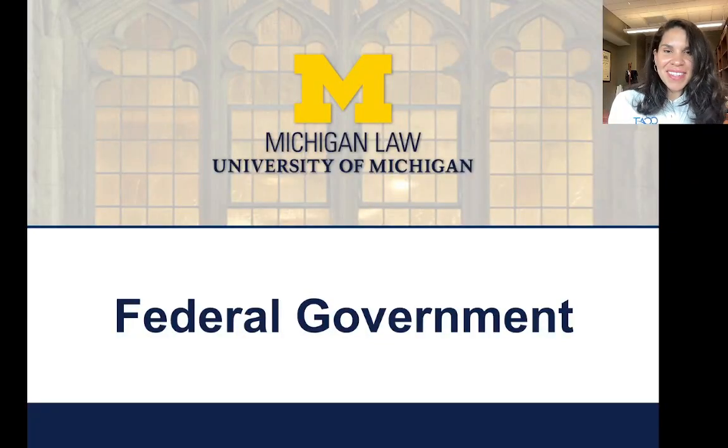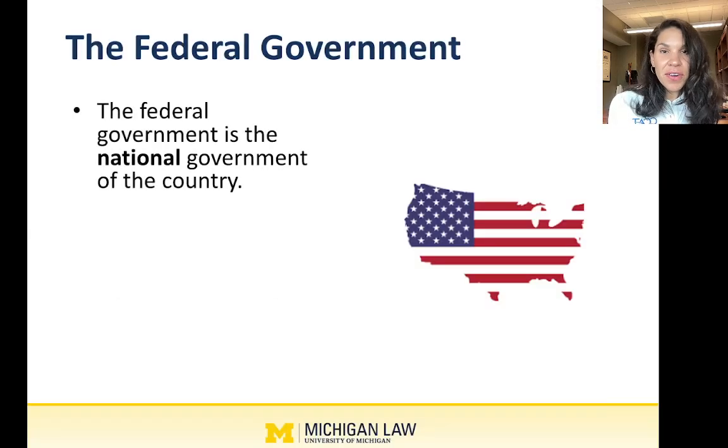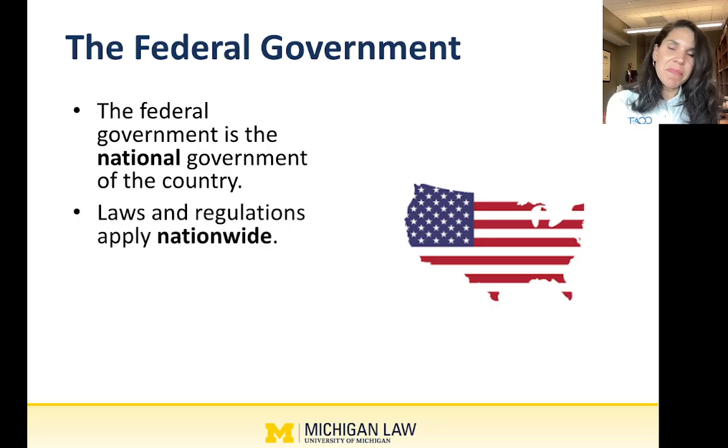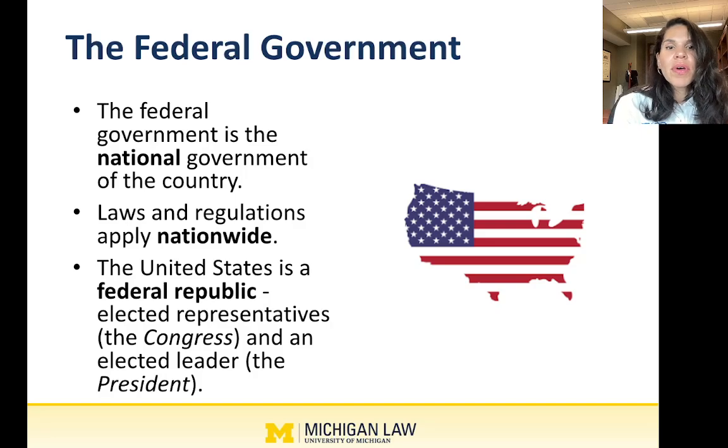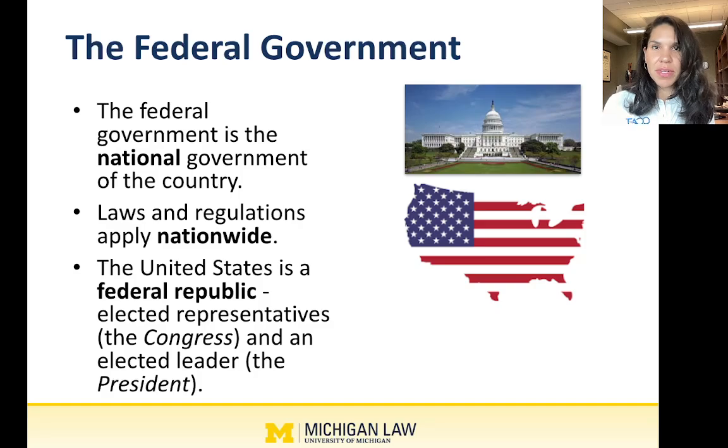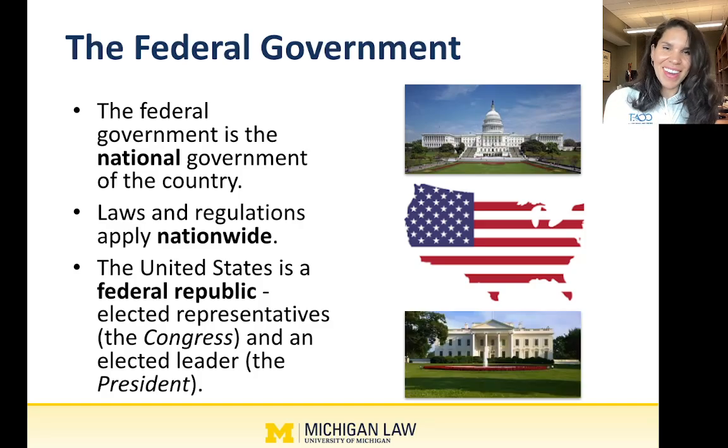We're going to start this discussion with the federal government. Our federal government is the national government of the country. That means its laws and regulations apply nationwide. We are known as a federal republic. This means we have elected representatives, our Congress, and our elected leader, our president, who lives there at our White House.